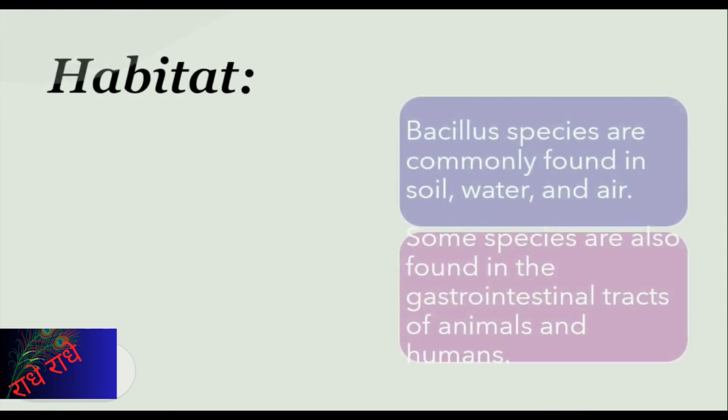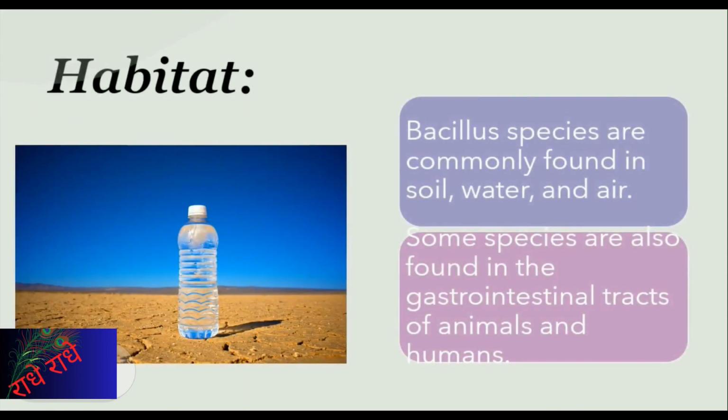Bacillus is a genus of rod-shaped, gram-positive bacteria which can be found in soil, water, air, and gastrointestinal tracts of both animals and humans. It is remarkable that various species of Bacillus can survive in various conditions, such as highly alkaline and acidic habitats.